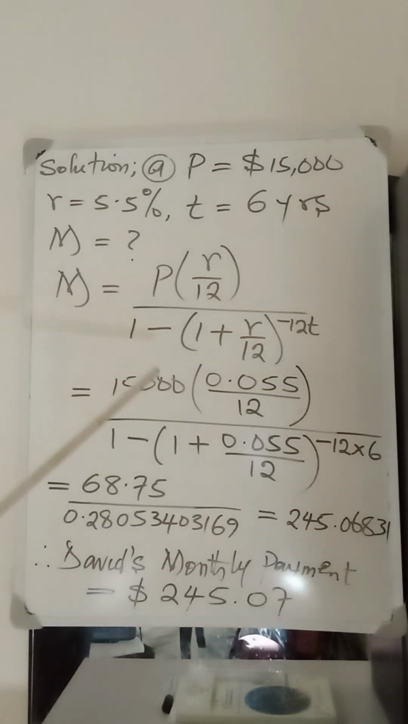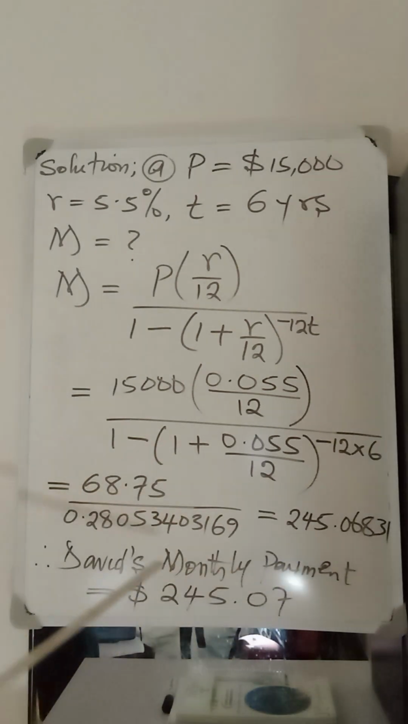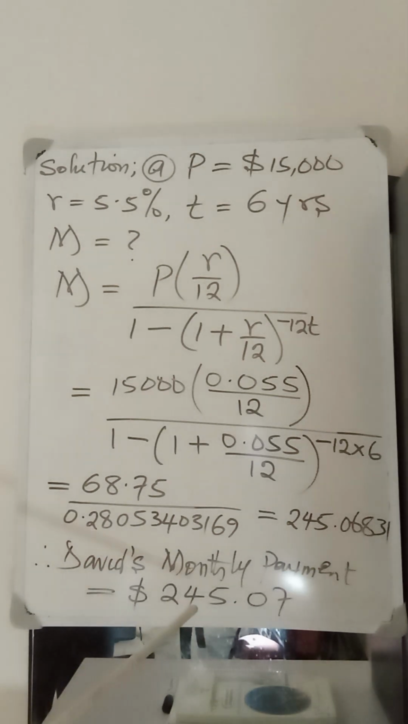So if you impute these parameters into the formula correctly, remember the instruction says, do not round up intermediate computations. It's very important to take note of that. So you can see how many number of decimal places involved here. To a large extent, this is a good degree of accuracy. That should give you 245.06831. So, to the nearest cent, David's monthly installment, we will say, is $245.07.